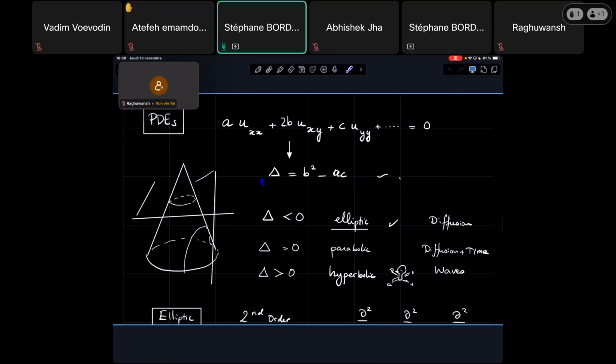Then we said that there is a certain discriminant delta, and that delta is a bit like the quadratic delta, except that normally there is a 4 here, but in our case there is no 4. So it's b squared minus ac and not minus 4ac, because we have this 2b here, which compensates that.